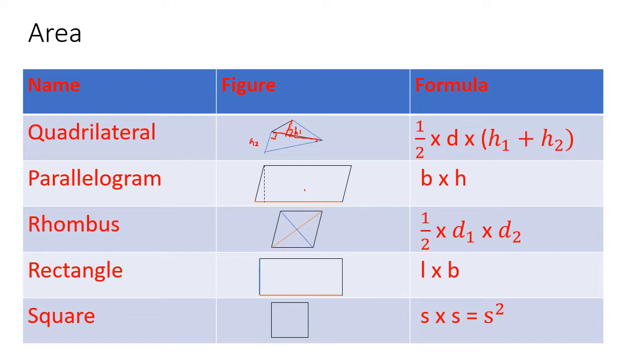The area of the parallelogram was base into altitude. The rhombus was half d1 into d2. The rectangle is length into breadth and the square is side into side. So I hope these formulas are all clear to you and you have learned them really well.